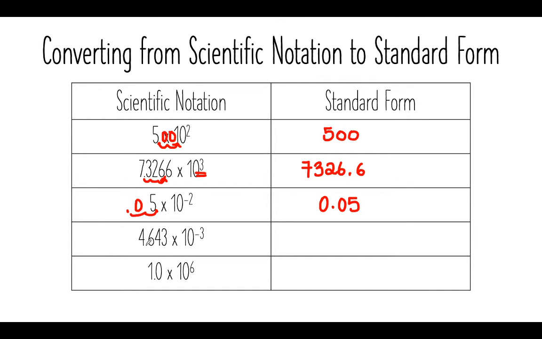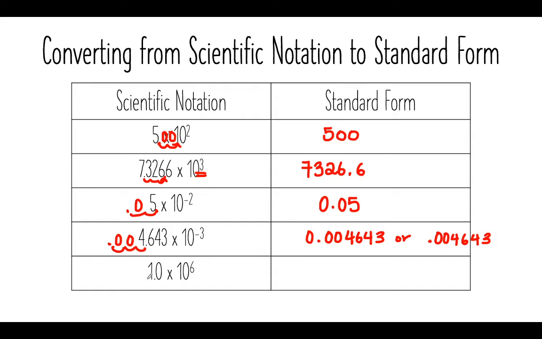Let's try it for this one. 4.643 times 10 to the power of negative 3. I'm moving this decimal place 3 spots to the left. So 1, 2, 3. So one of these spots is the 4, and then there's 2 more spots right after that. My decimal goes right here. So my answer is .004643. And if I wanted, I can also just write this as 0.004643. That works as well. I just put the 0 right before the decimal.